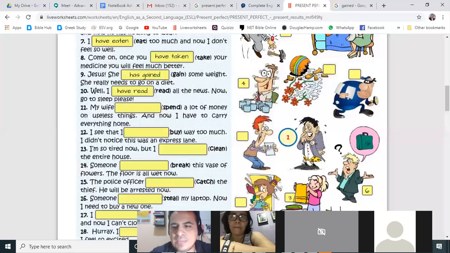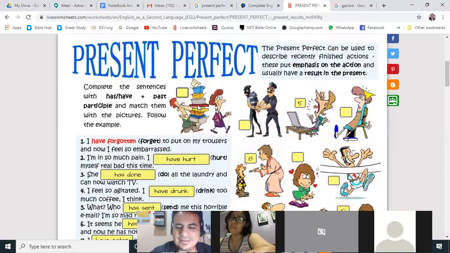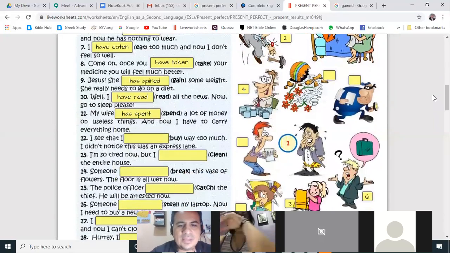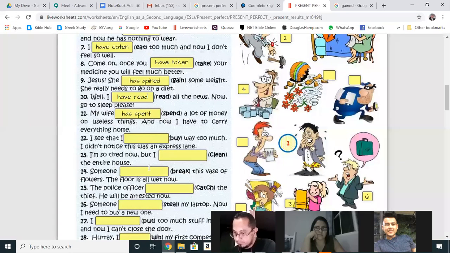Okay, number 11. Michelle, 11. My wife has to spend my wife a lot of money on Oslo. Has, no, right here we're not going to use infinitive. Aunque sí podría usar infinitive, but we have to use the structure right now. My wife has spent. What is the past participle? Spent. Very good. My wife has spent a lot of money on useless things, and now I have to carry everything home. Number 11. Right here, right? Very good. Okay, number 12. Let's see, who else we have here? Vanessa, number 12.